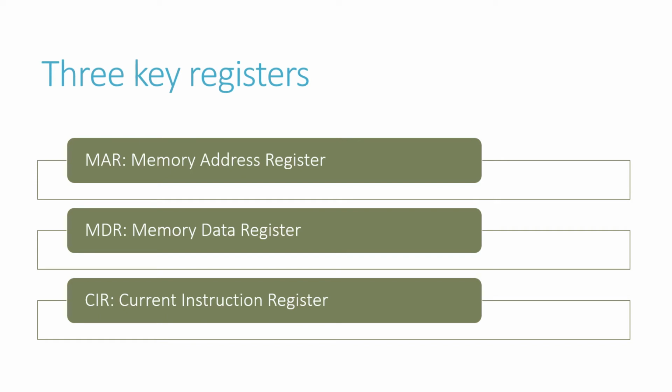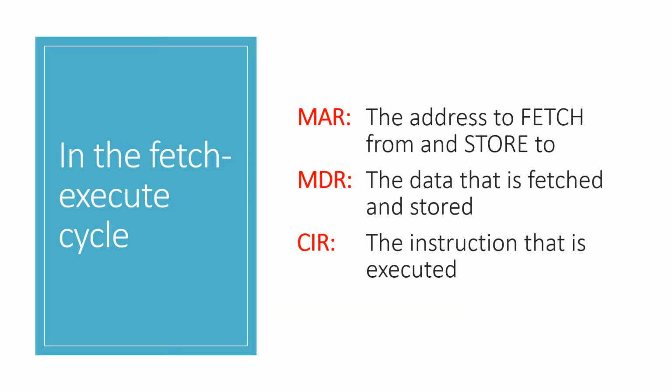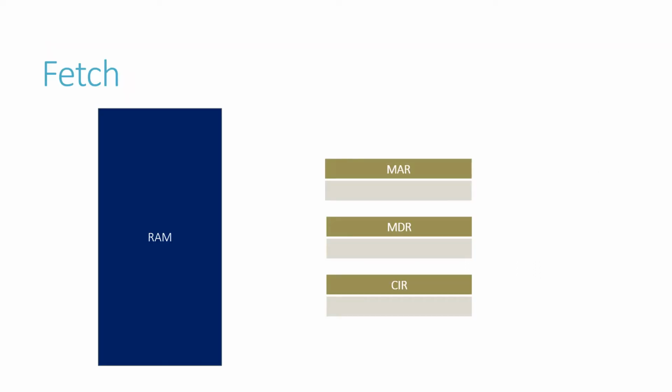Three key registers are involved in this process: the memory address register, the memory data register, and the current instruction register. The MAR stores the address from which data is fetched and stored. The MDR stores the data that is fetched and stored, and the CIR stores the instruction that is to be executed. So let's have a look at this in action.